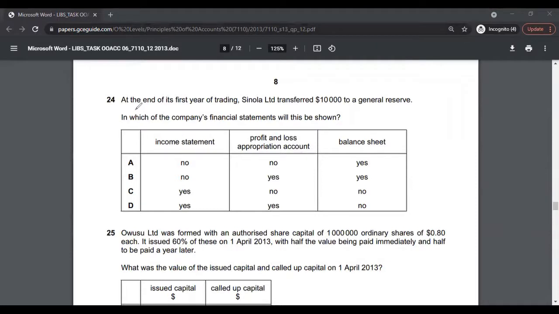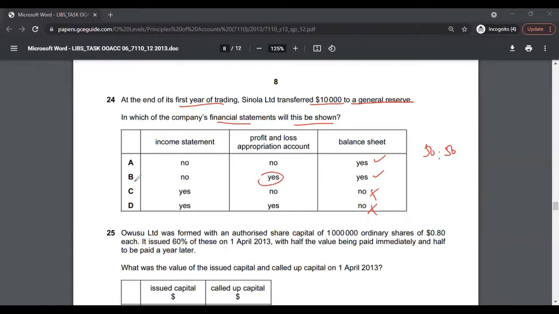Multiple choice 24. At the end of the first year of trading, Sinola Limited transferred $10,000 to General Reserve. In which of the company's financial statements will this be shown? Balance sheet, definitely yes. On the balance sheet, yes. So we are immediately down to 50-50 again. Now we need to see profit and loss. Yes, it will be shown in profit and loss as well.